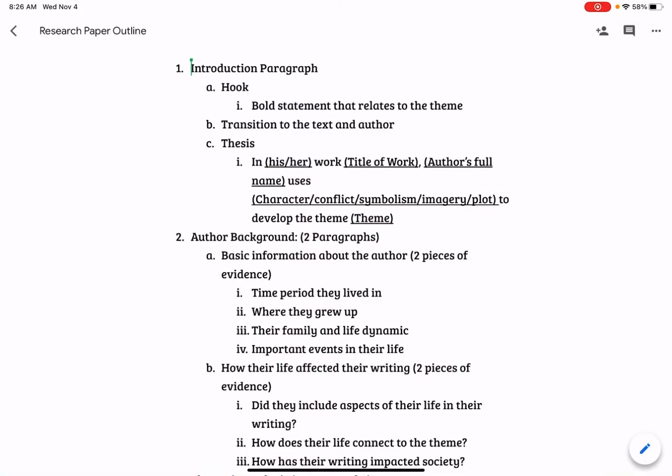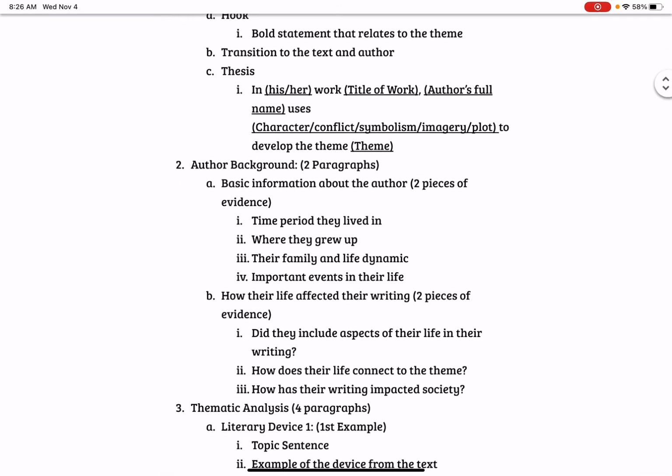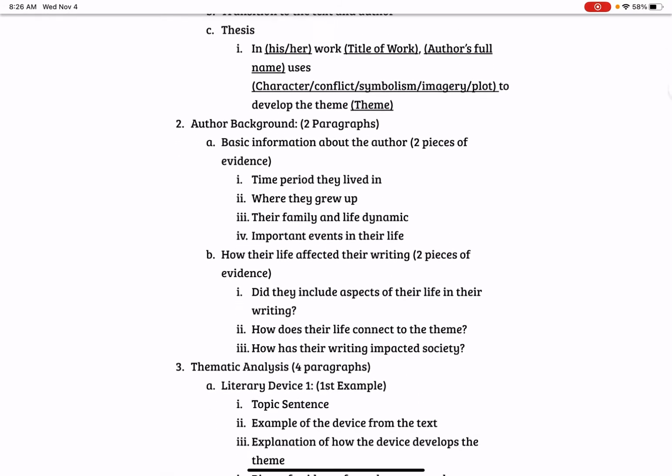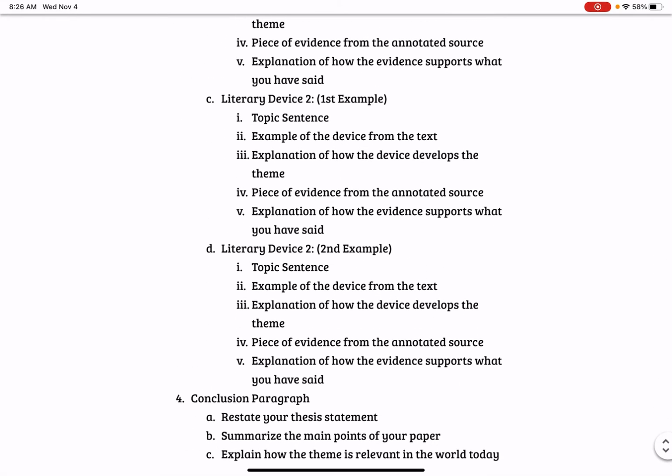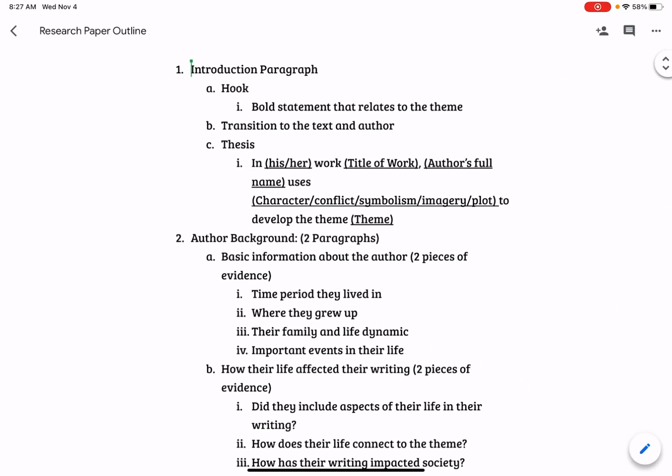Alright guys, so today you're going to start writing your outline for your research paper. Now, your outline consists of four different parts. So we have the introduction paragraph, we have a section on the author background, a section for the thematic analysis, and then we have a section for your conclusion paragraph.